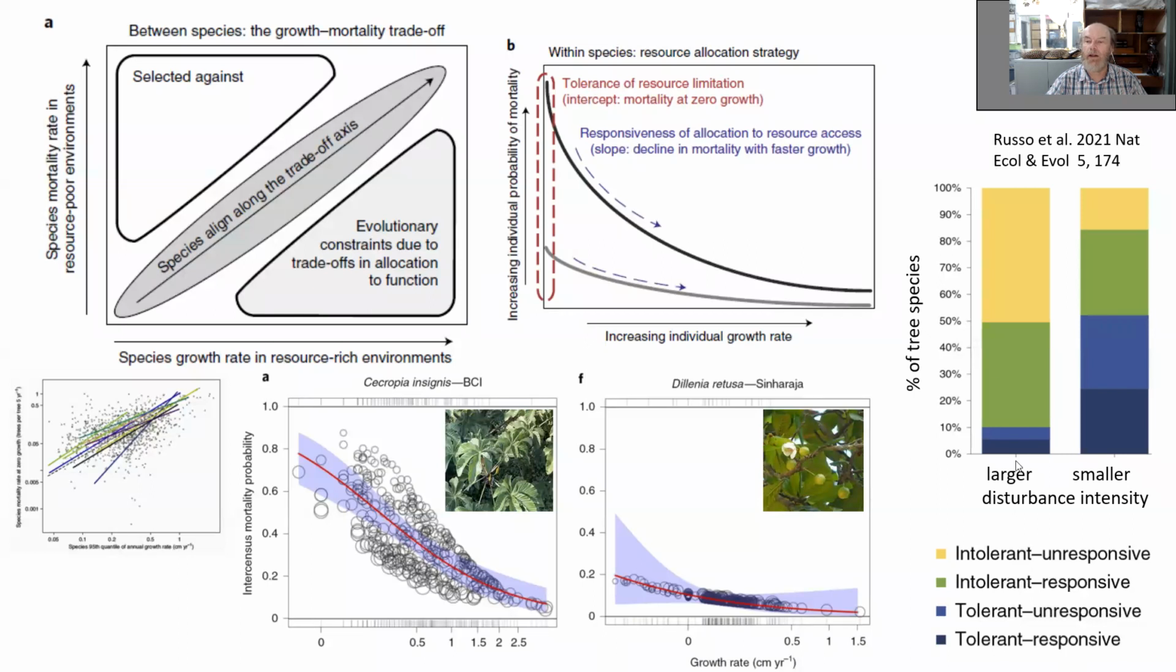And when you classify different species, then not surprisingly, forests with larger disturbance intensity have a completely different distribution of strategies than forests with smaller disturbance intensity. So large disturbance intensity is dominated by early successional species which are intolerant.